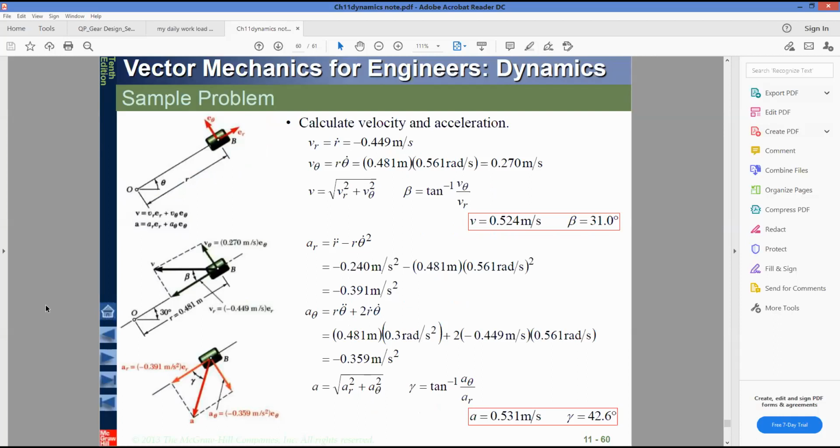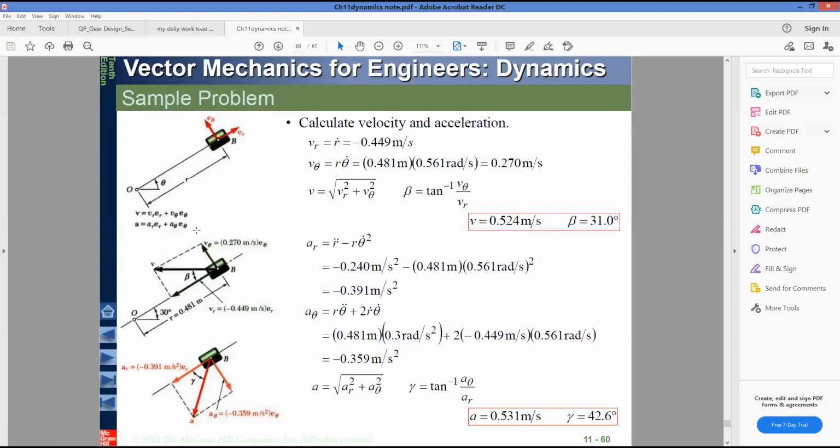And our final velocity, as I told you, for the radial and transverse components, the velocity is nothing but r dot e_r plus r theta dot e_theta. So the total velocity is the root of v_r squared plus v theta squared. So you will get 0.449 squared plus 0.27 squared, which finally gives us this value 0.524.